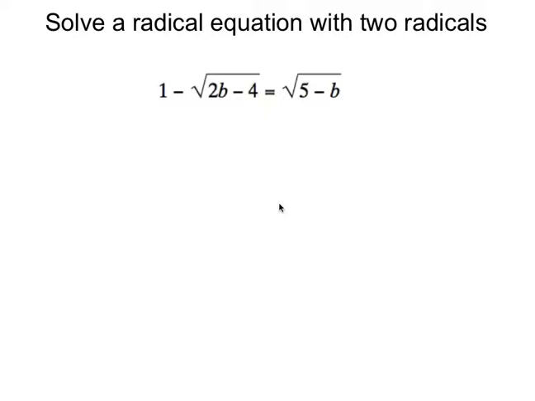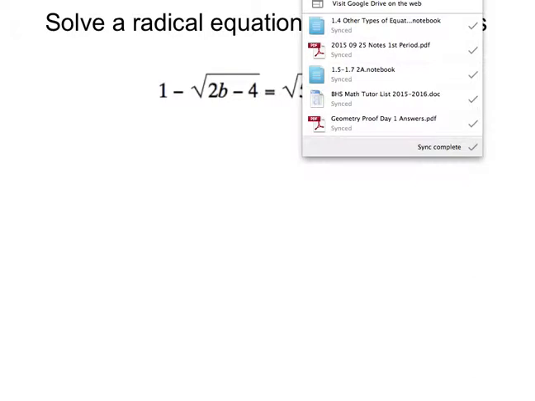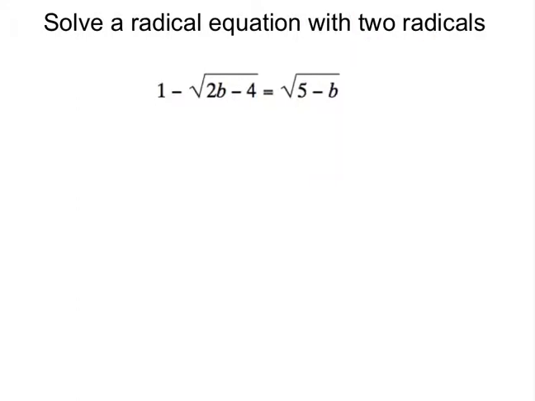The very first thing that I need to do is isolate a radical, and one already is. It's the square root of 5 minus b. So I am now going to square both sides. So when I square the square root of 5 minus b, I get 5 minus b.